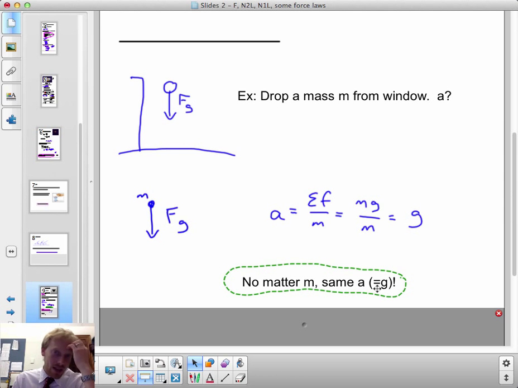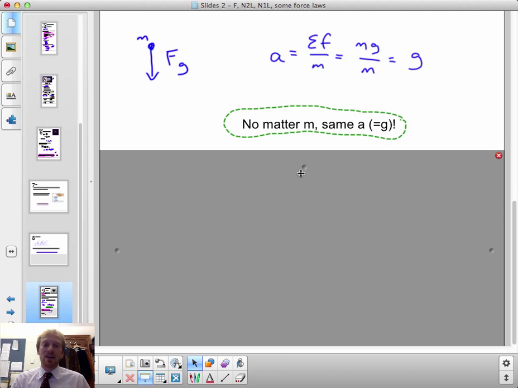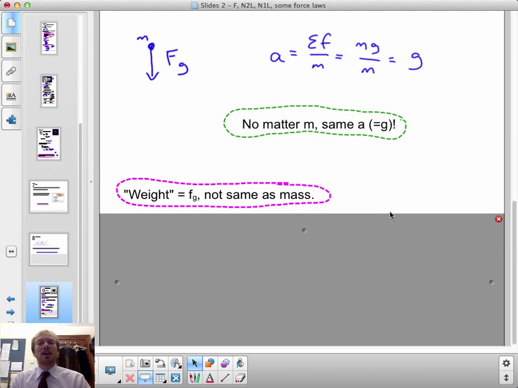This is the dramatic result that Galileo is said to have shown by dropping objects of different mass off of the Leaning Tower of Pisa and showing that they had the same downward acceleration. Here's a vocabulary word, weight. The weight of an object is the gravitational force acting on it. Weight is not the same as mass. An object of mass m has a weight mg.